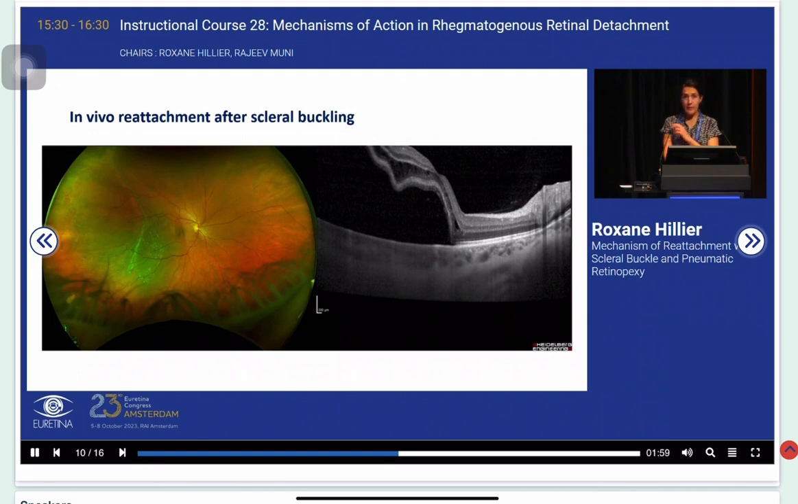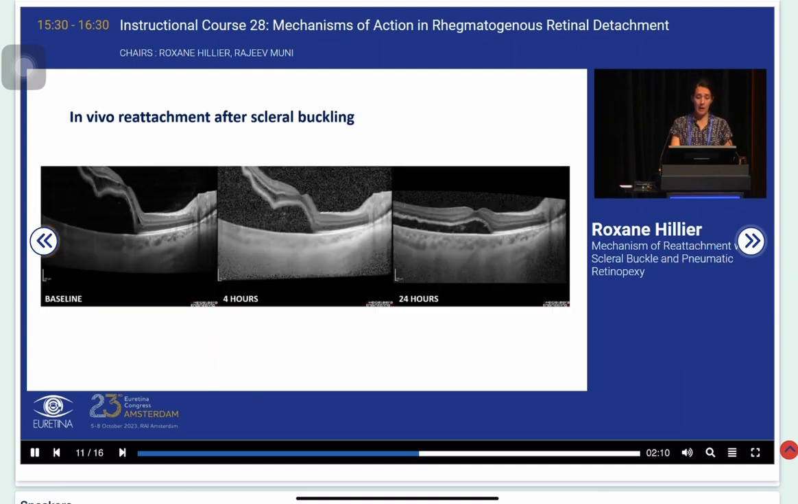So we've talked about in vivo reattachment after pneumatic retinopexy, and what I have observed is a very similar course of events following scleral buckling. So this is a patient with a macula-off detachment. You can see at baseline turgescence and some corrugations of outer retina with intraretinal cysts. Four hours after placement of the band, remarkably, there's just a suggestion of some initial outer retinal recovery.